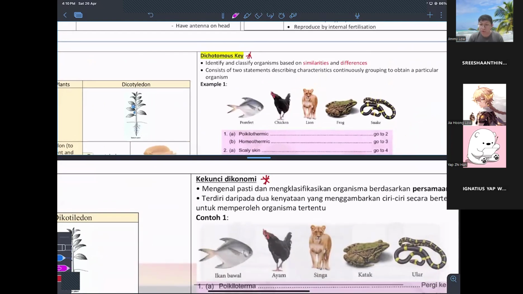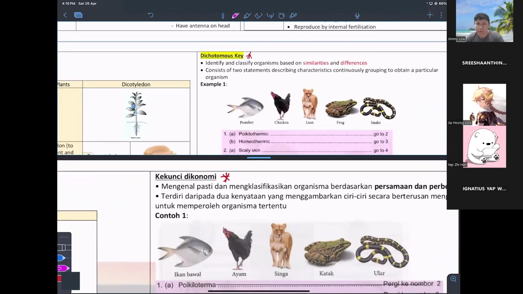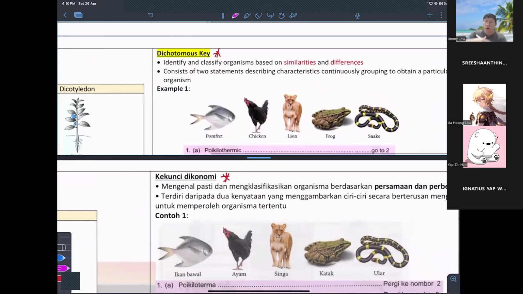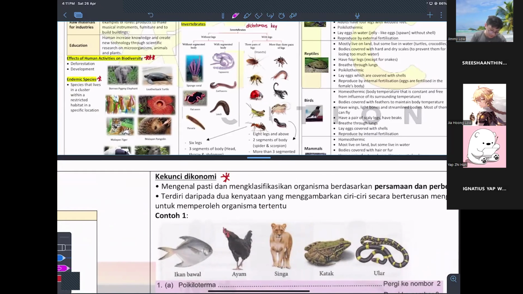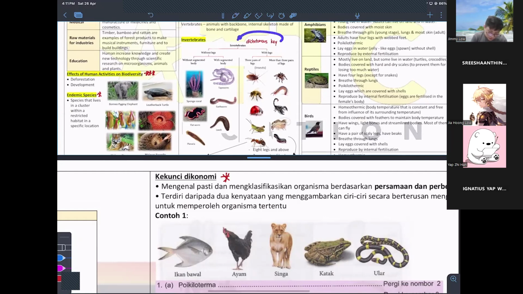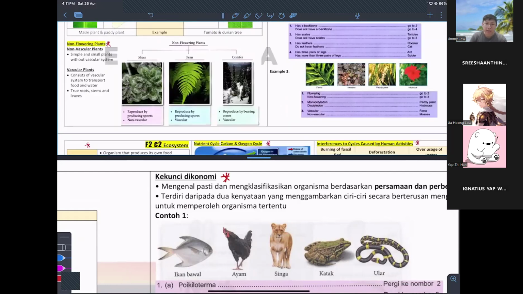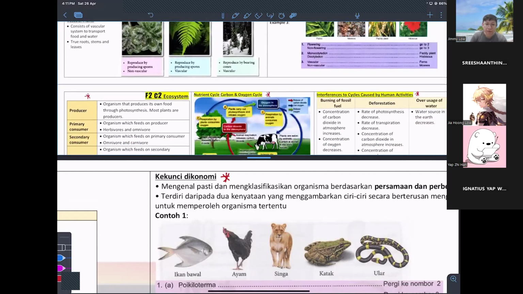You just need to know what a dichotomous key is, because when the question asks you to construct a dichotomous key, you must have the concept or ability to sketch it out. They ask you to sketch a dichotomous key based on different species or different animals. So whenever it comes to a dichotomous key, you have to construct something like this. All right. So the next thing is here. Chapter 2.